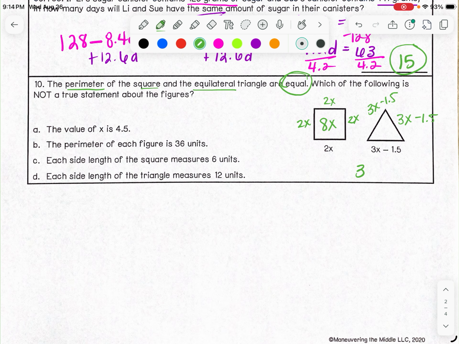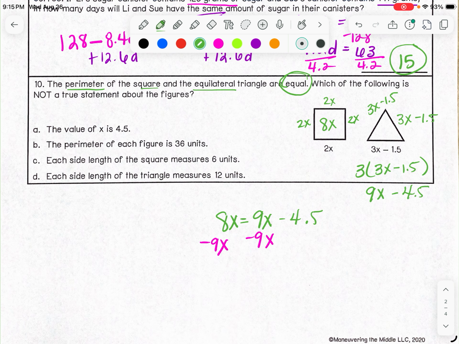So I have 3x minus 1.5. I have 3 of those. So you can go ahead and do the distributive property. You get 9x minus 4.5. So it's saying they're equal. So 8x equals 9x minus 4.5. If I were to solve that, subtract 9x from both sides. That's going to be negative x is negative 4.5, or x is 4.5.